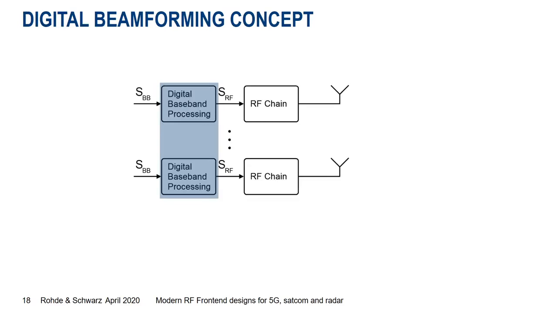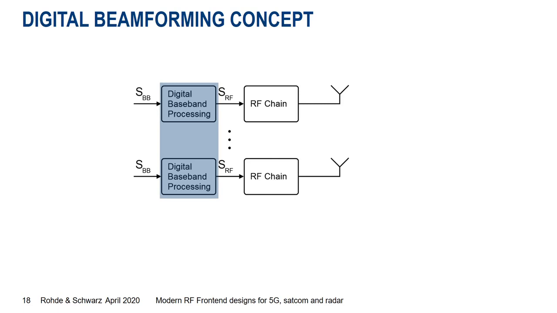The other side is called digital beamforming. Digital beamforming is, instead of using phase shifters on the RF side, we are doing all of this pre-processing in the digital domain. So we split off the signal already on the digital side, apply phase offsets for a beam, and then feed it to the antenna.